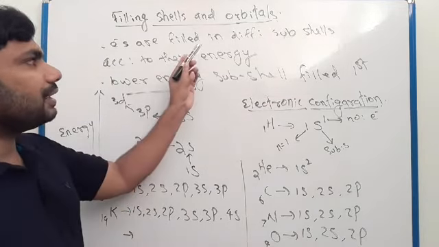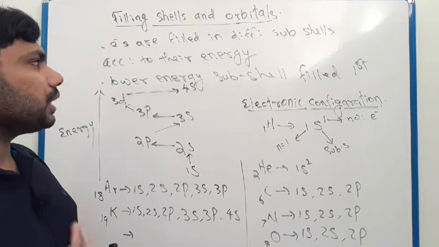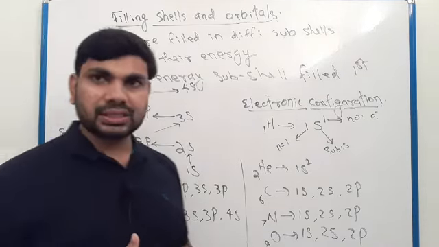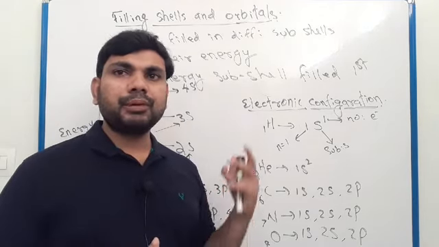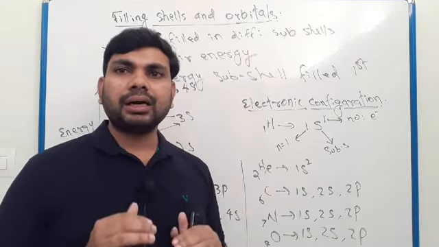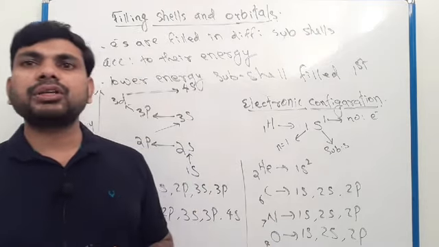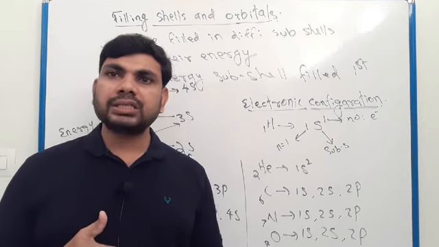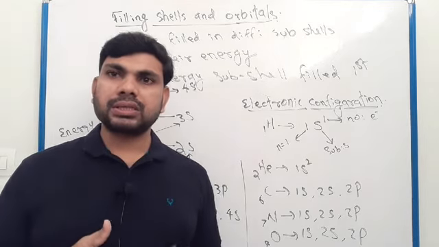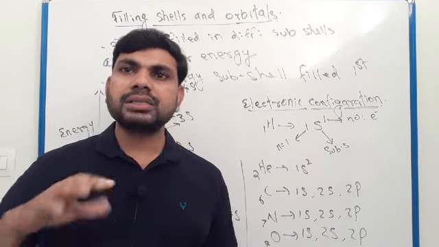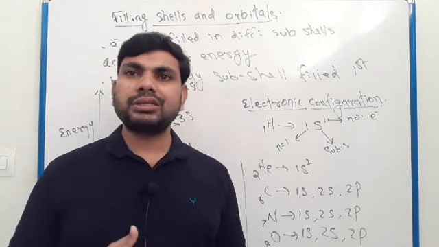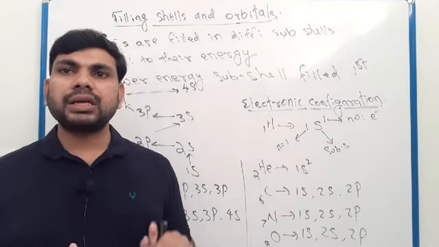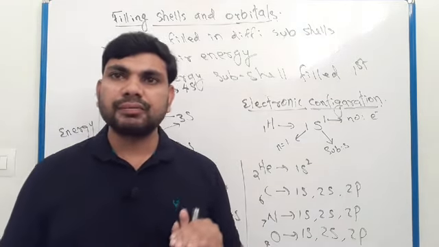So here we are talking about electron filling. Electrons are filled in different subshells according to their energy. Lower energy subshells are filled first. We discussed before the arrangement of subshells according to their energy: 1s, 2s, 2p, 3s, 3p, 3d, 4s. After argon there is some slight difference we discussed, but generally we can say 1s, 2s, 2p, 3s, 3p. This is the arrangement of subshells.